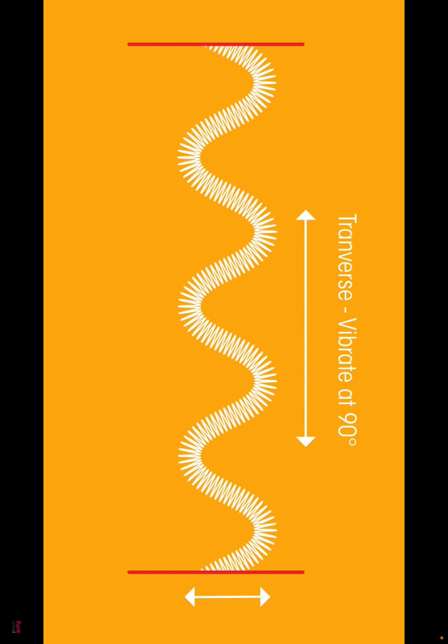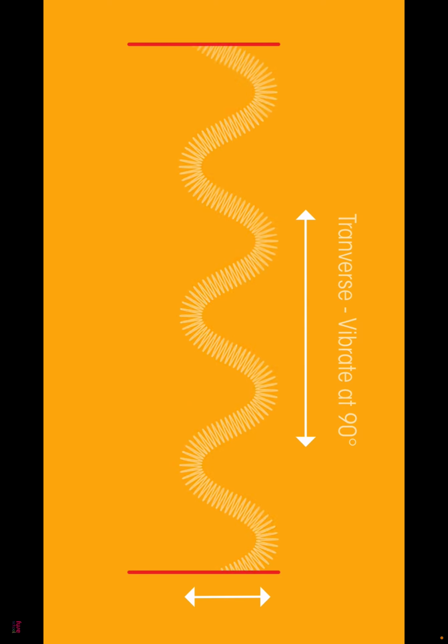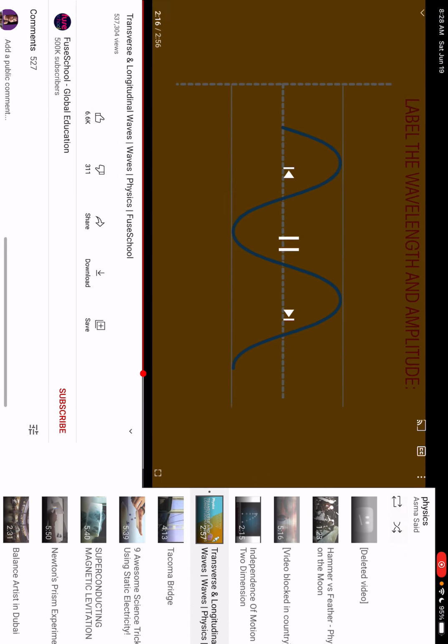Again, the ends of the slinky never leave the hands holding it. It's just the energy that moves along. Transverse waves are usually used to show the wavelength and amplitude. Pause the video and see if you can remember how to label the amplitude and wavelength on the diagram.